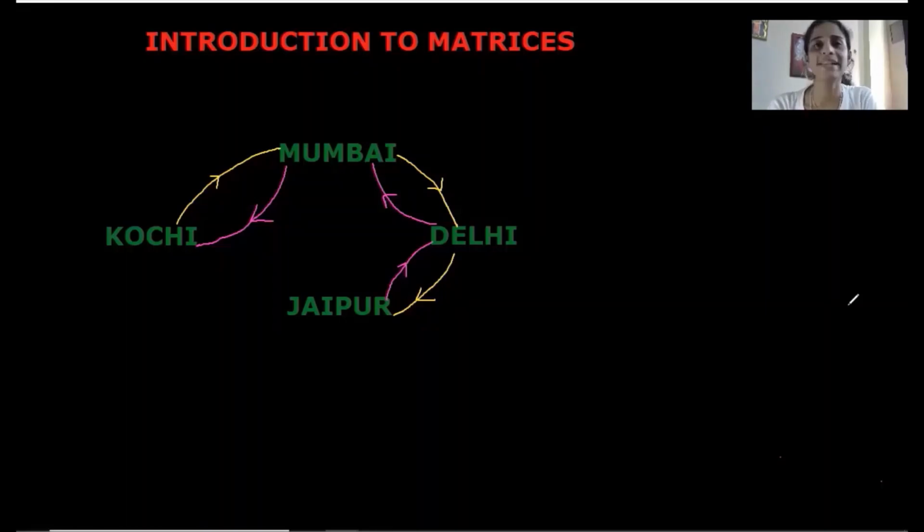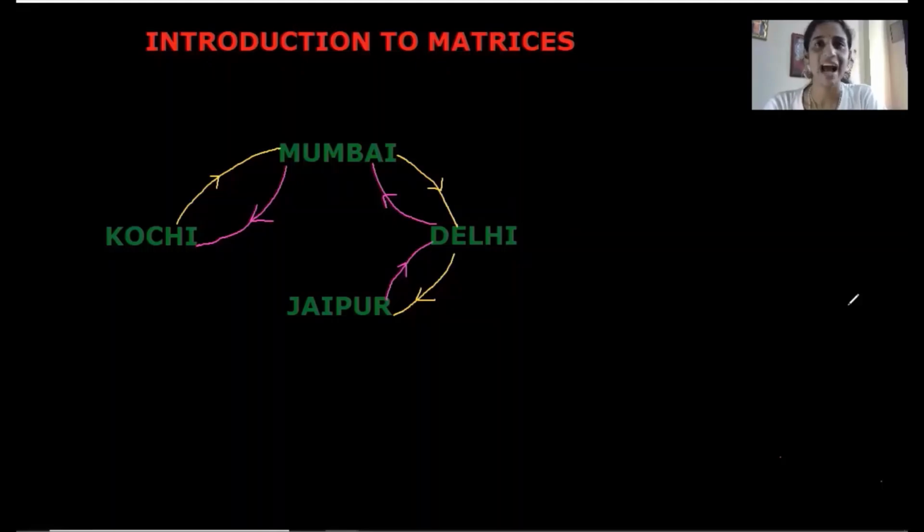Okay. Now the question is, how can we convert this diagram in a well-structured manner? If I want to save this data in the form of a well-structured manner in a computer, what shall I do for that? Yes, we have to make a table using this data. For that, we have to construct rows and columns using the names of these 4 airports, that is Kochi, Mumbai, Delhi, and Jaipur. Before that, let me remind you about rows and columns.